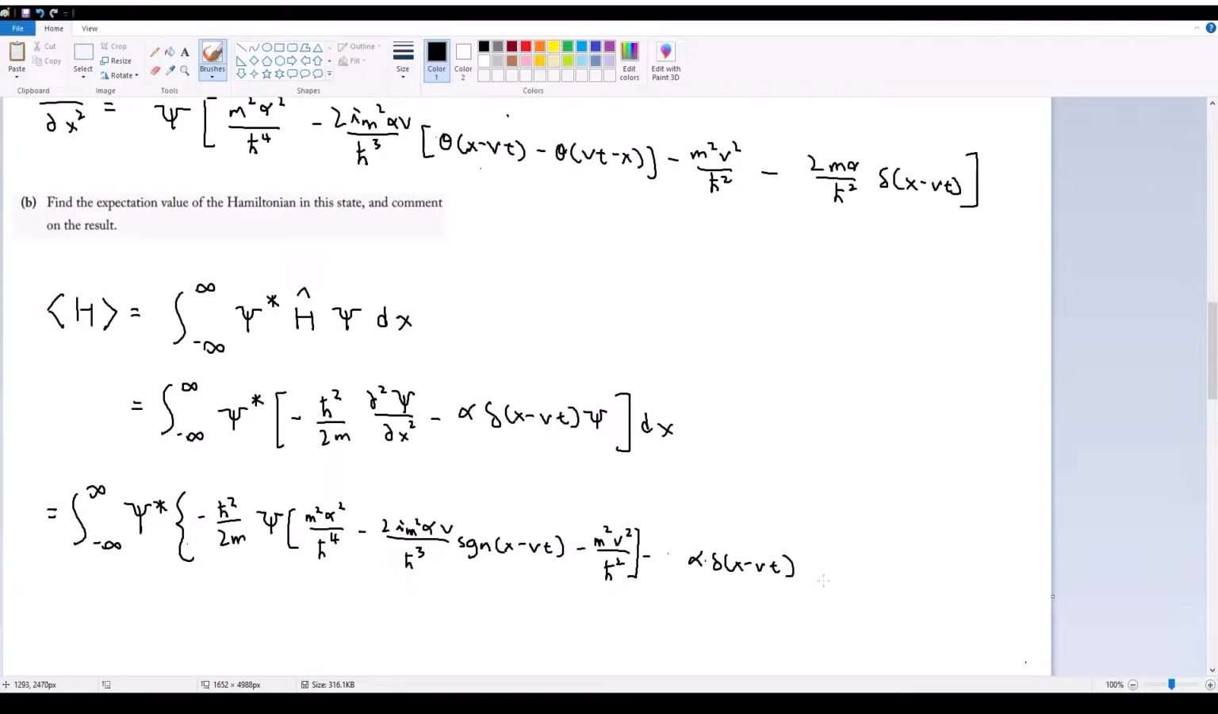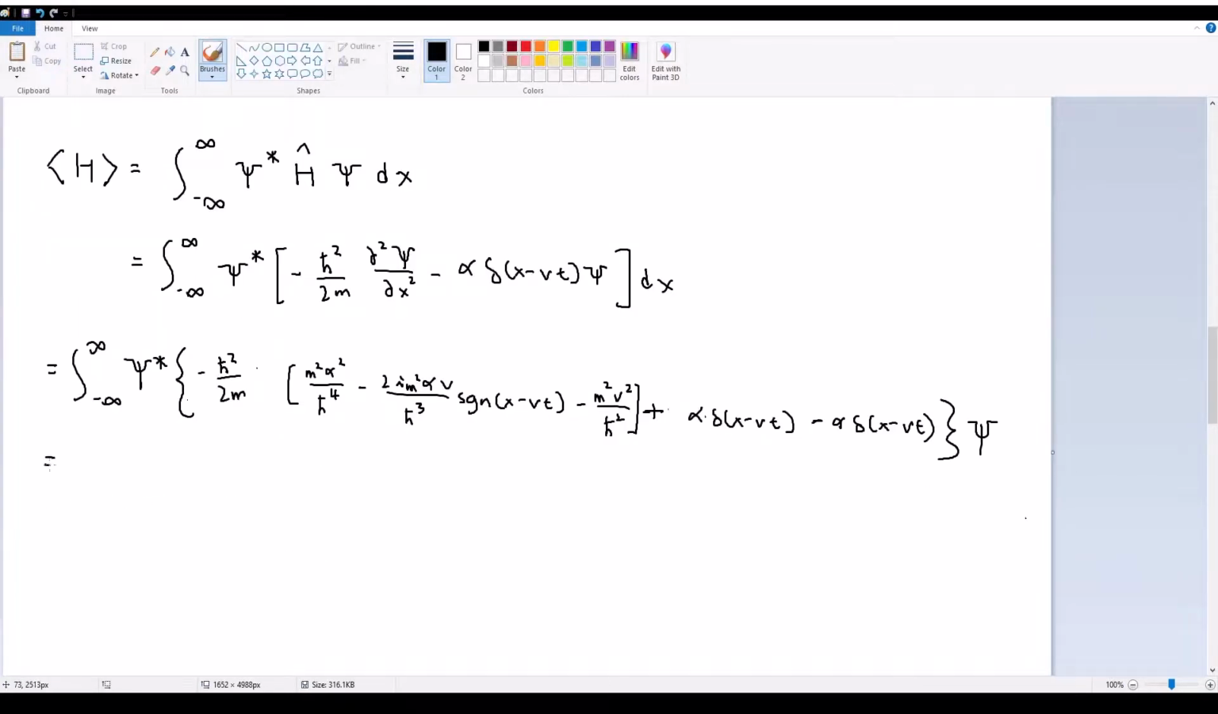And then this is going to be subtracted by, let me just double check that this is actually, yes, this negative becomes a positive, and then we're subtracting by alpha Dirac delta x minus vt. And instead of having the psi here, I'm just going to pull the psi out of everything. So in that case, the psi's will combine to get magnitude psi squared multiplied by, these two evidently go to 0.